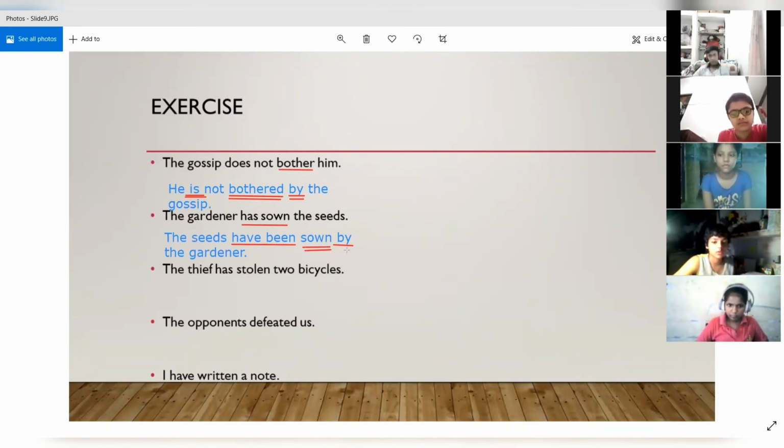We have used by, we have used the have been, that was the correct form of be verb for this, and we have exchanged the position of the subject and the object. All right.